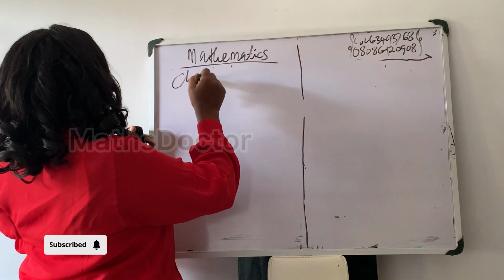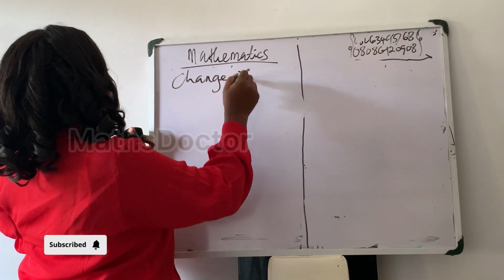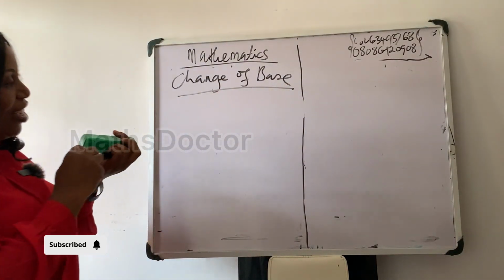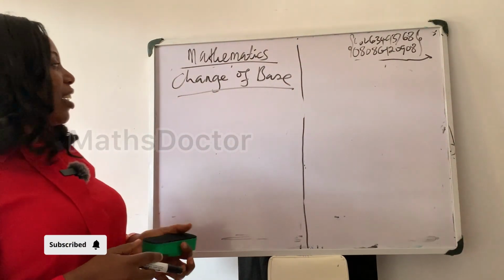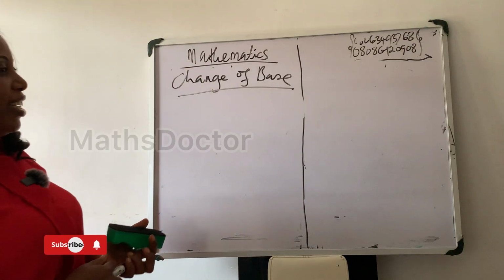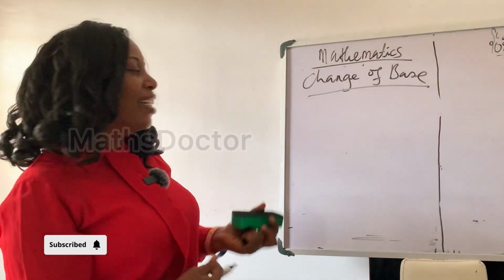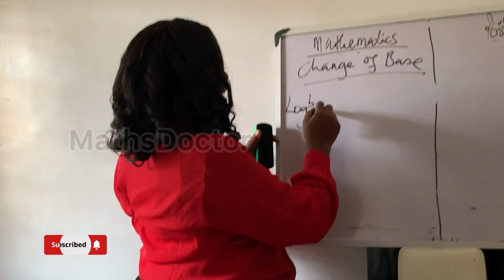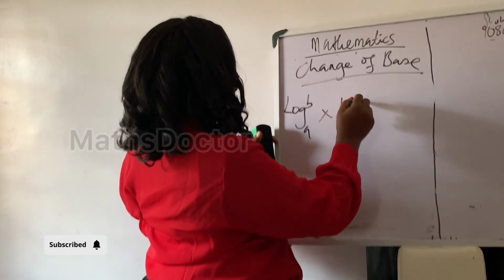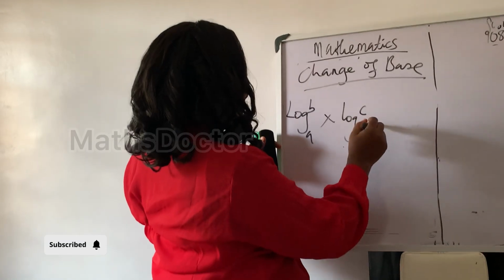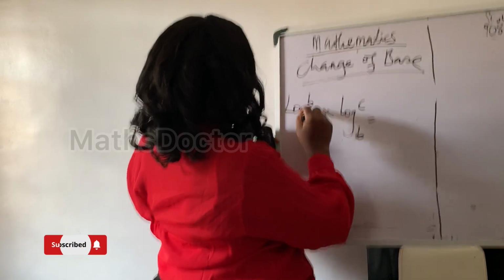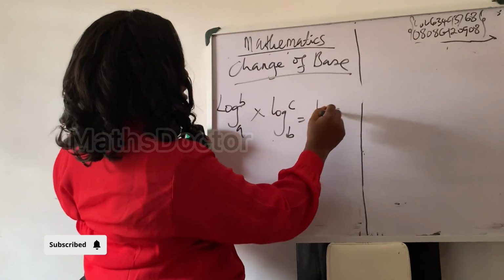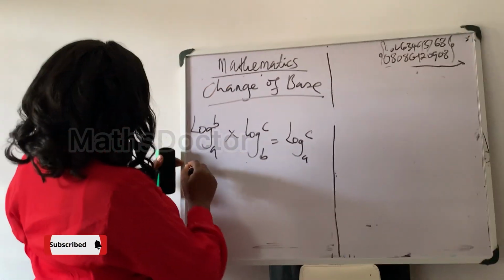It's still part of logarithm, change of base. In practice, the base of a logarithm can be changed for easy computation. And the rule adopted says that log b to base a times log c to base b is equal to, you can see b is here, so this is the rule adopted. This is log c to base a.